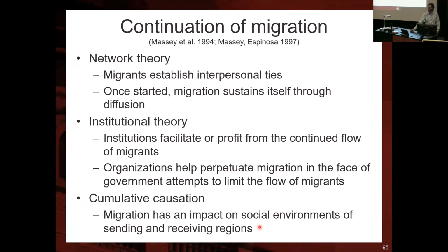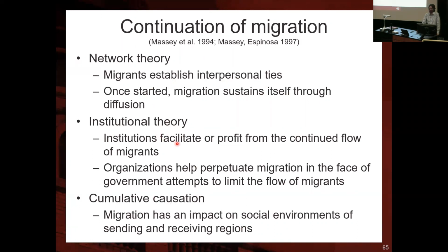And then the final theories are related to, okay, after the migration starts, why does it continue to happen? So that's what the network theory, the institutional theory, and the cumulative causation theory try to explain. Migrants establish interpersonal ties with the people that were left behind. Once started, migration sustains itself through diffusion, because if I have a friend who migrated before to another country, I have more knowledge of the opportunities in this other country.